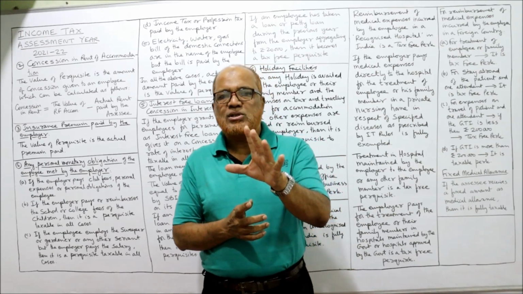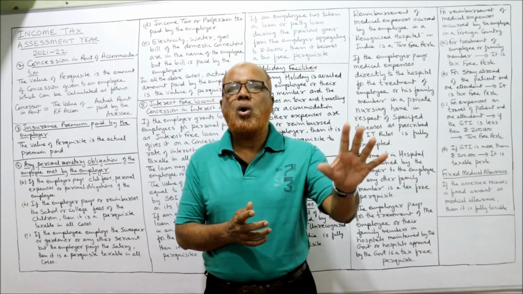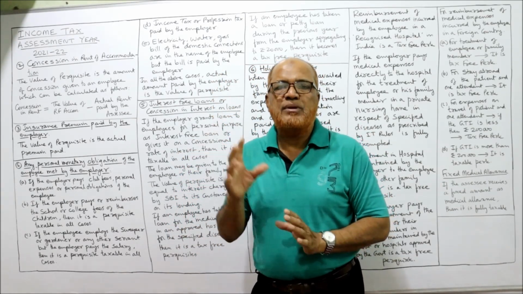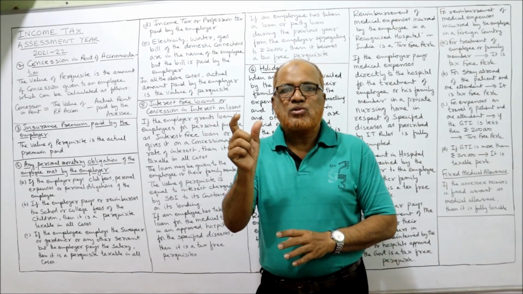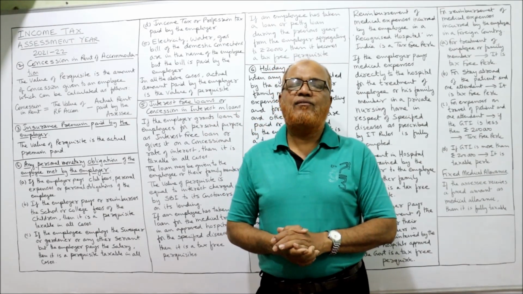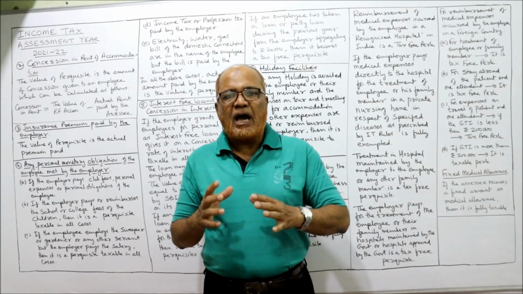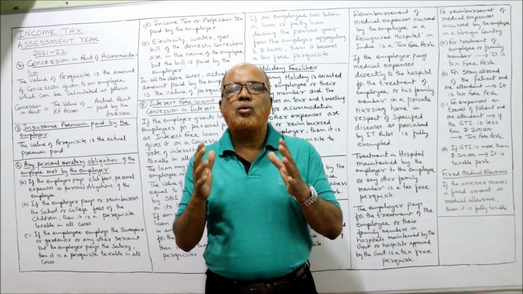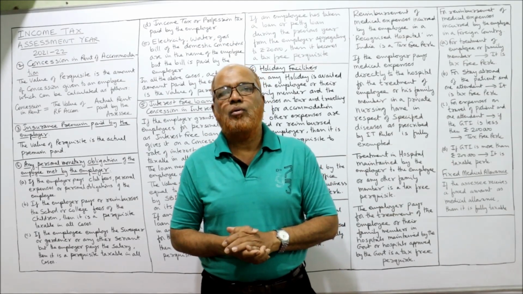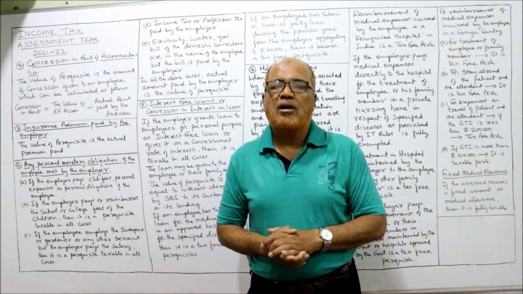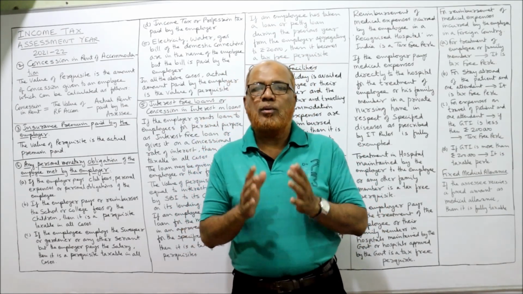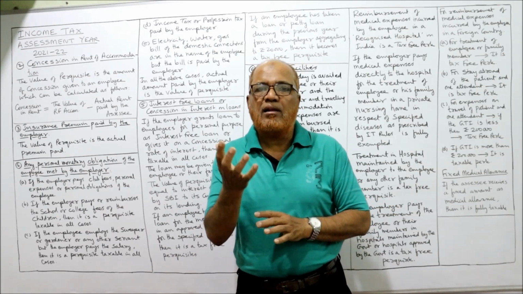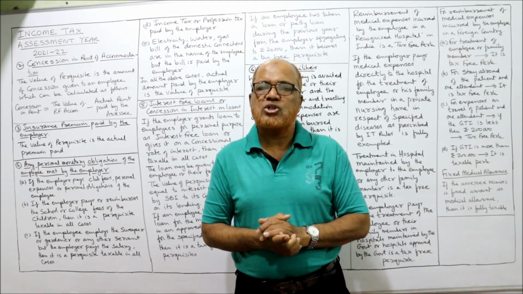First one, those perquisites which are taxable to all employees. A list has been specified. So first one, a very important one, was rent-free accommodation. I have explained the provisions, how to calculate the value of rent-free accommodation, and I have prepared two videos on problems of calculating the value of rent-free accommodation.